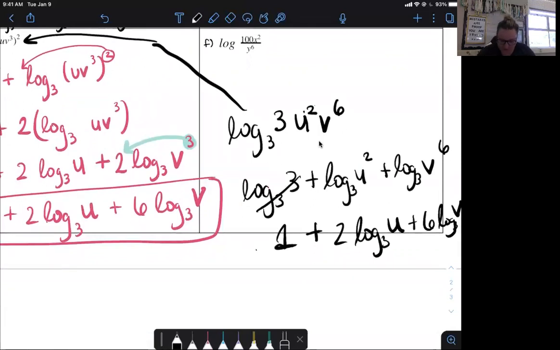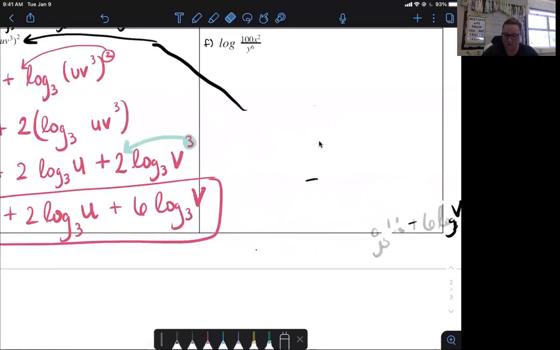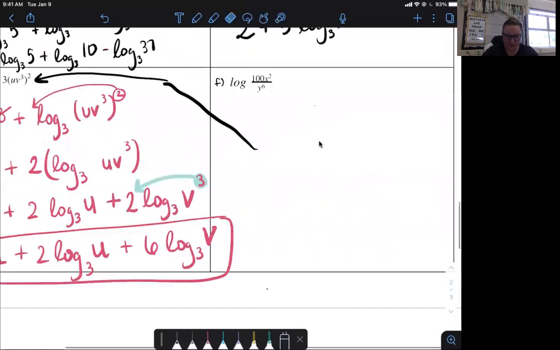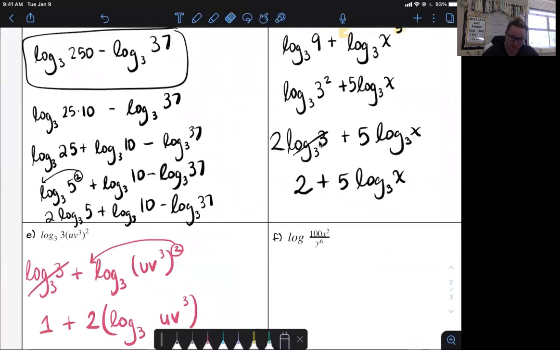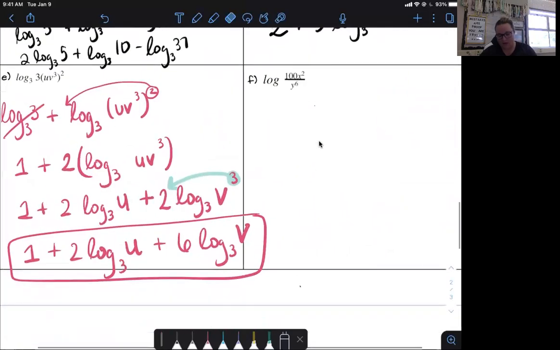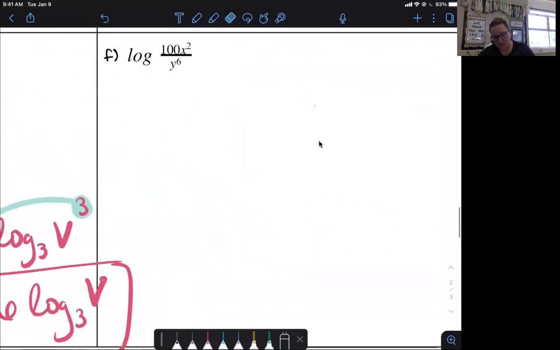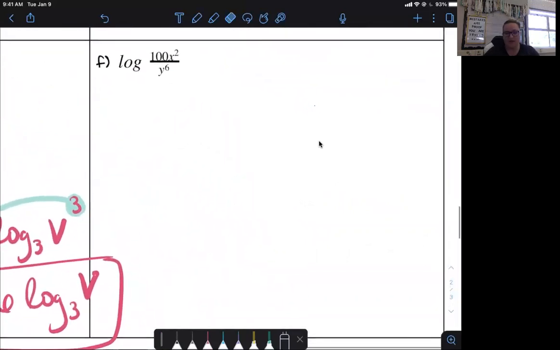So it doesn't really matter what order those steps are in. You can do this either way, whatever way made more sense to you works for me. All right, then go ahead and do the log of 100x squared divided by y.